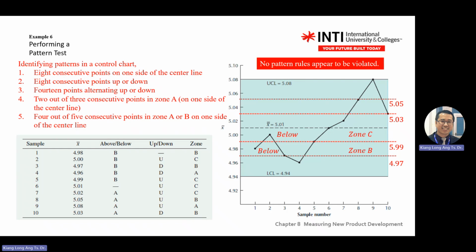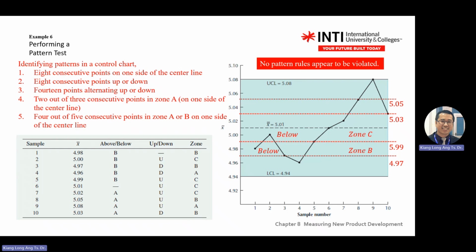8 consecutive points on one side of the center line. Where is your center line? Do we have 8? 1, 2, 3, 4, 5. Okay. 8 consecutive points up or down. So you count 1, 2, 3, 4, 5, 6. Rule number 2 also not.